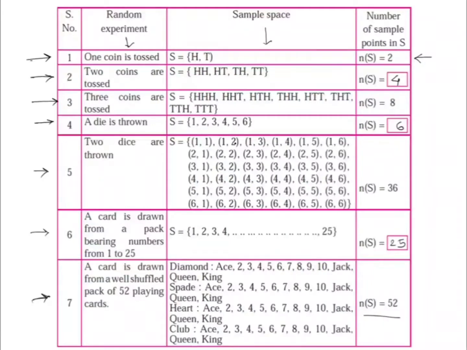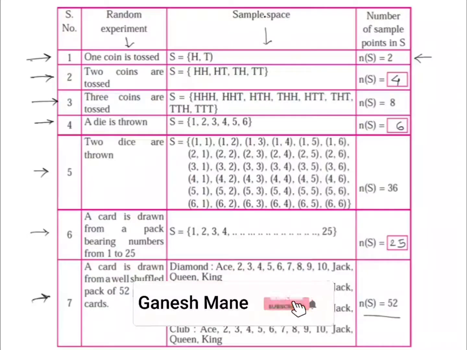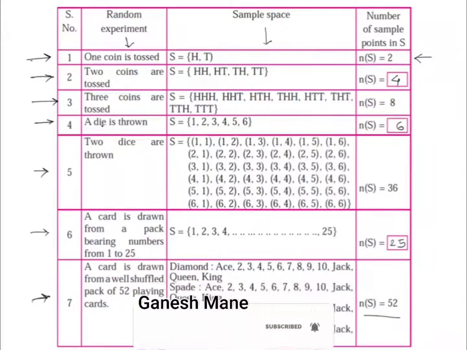So these are some of the possible outcomes, that is sample space and the number of sample points, for these random experiments. I hope you understand this.